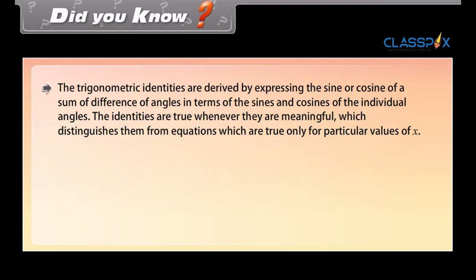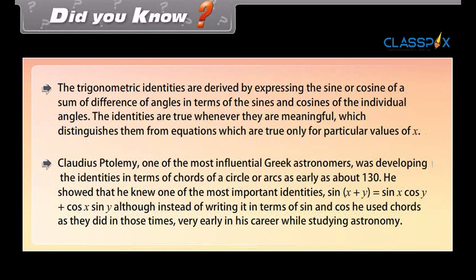Claudius Ptolemy, one of the most influential Greek astronomers, was developing the identities in terms of chords of a circle or arcs as early as about 130. He showed that he knew one of the most important identities, sin (x plus y) is equal to sin x cos y plus cos x sin y, although instead of writing it in terms of sin and cos, he used chords as they did in those times, very early in his career while studying astronomy.